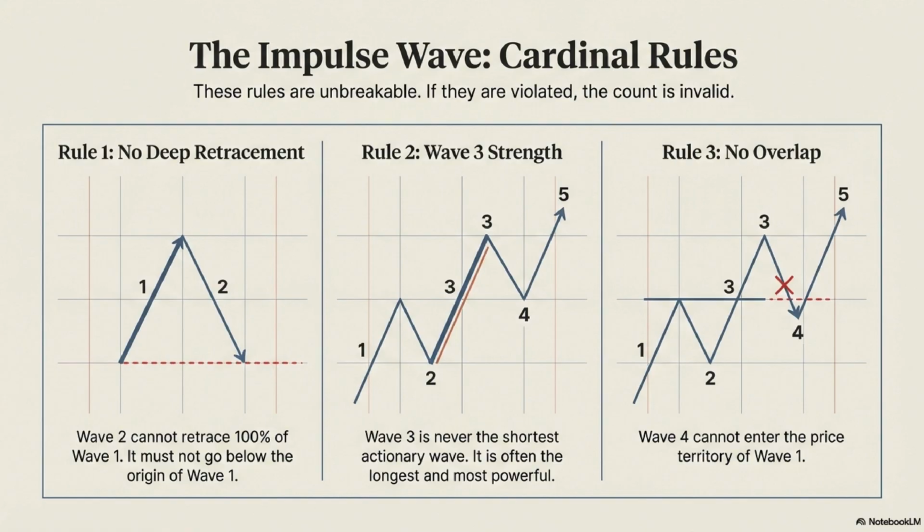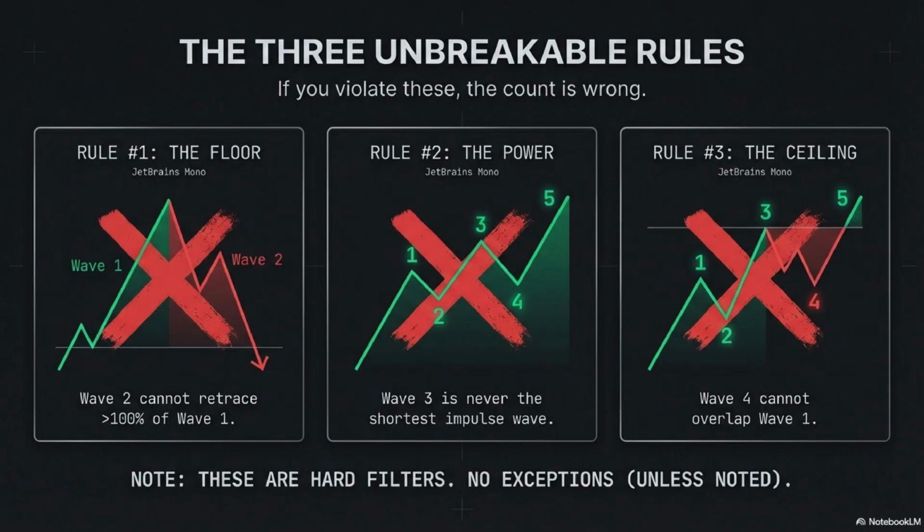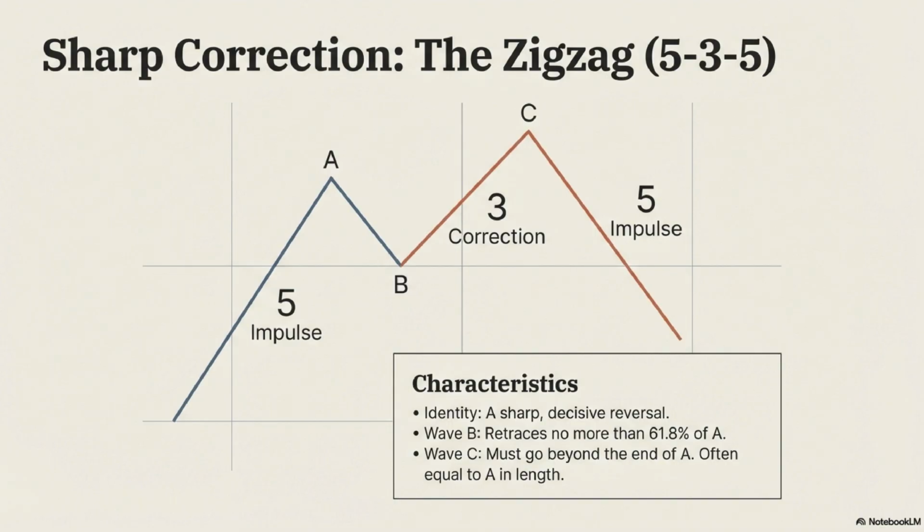The 3 unbreakable rules. Elliott Wave has strict rules. Rule 1. Wave 2 can never retrace 100% of Wave 1. Rule 2. Wave 3 is never the shortest impulse wave. Rule 3. Wave 4 can never overlap the price territory of Wave 1. If even one rule is violated, the wave count is invalid. These are hard filters, not guidelines.